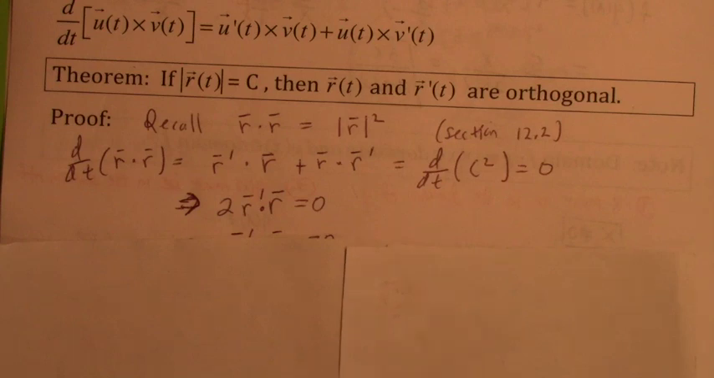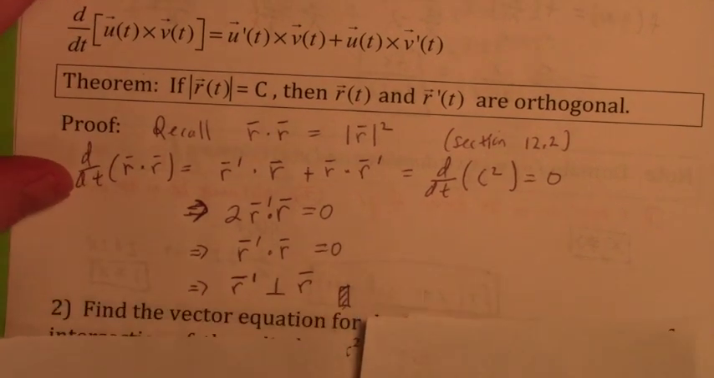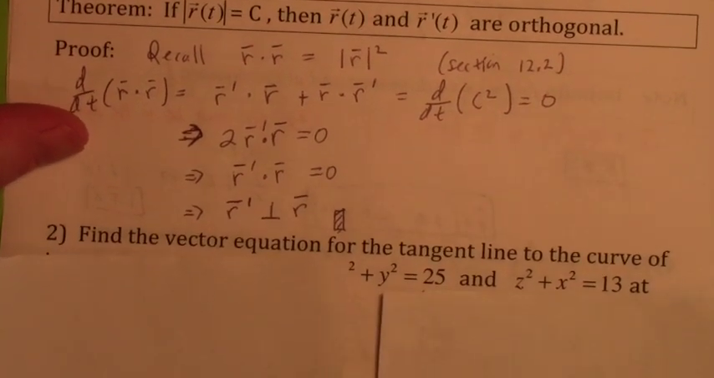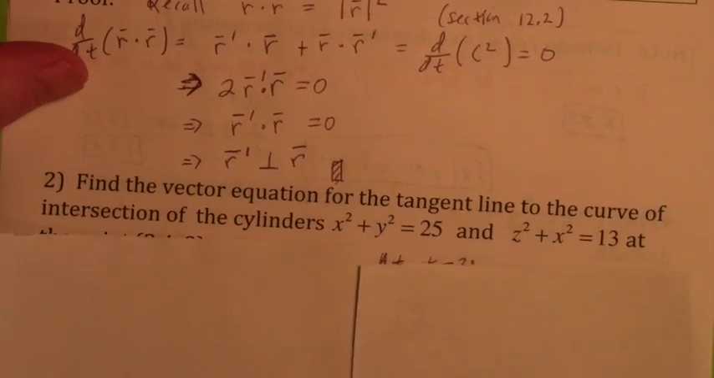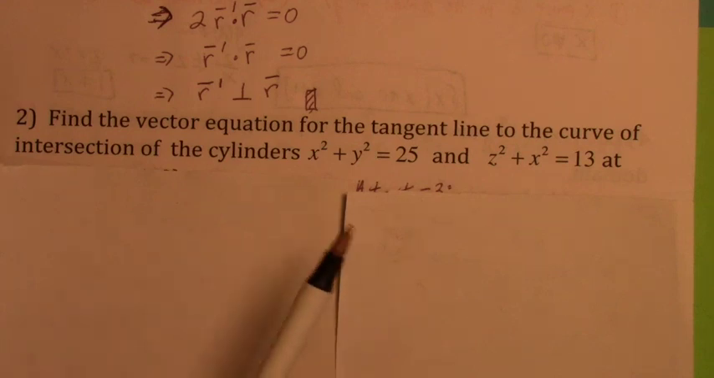So we know that if you combine these two, you get 2r prime dot r equals 0, which means r prime dot r is 0, which means they have to be orthogonal. Nice, huh? All right, let's go back to looking at the lines of intersection. Actually, no.